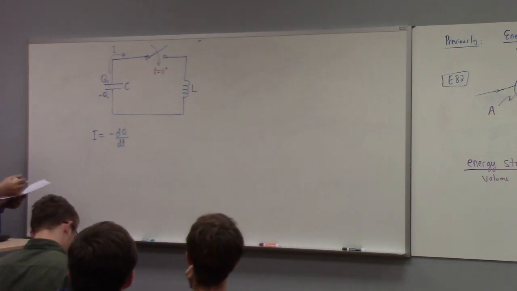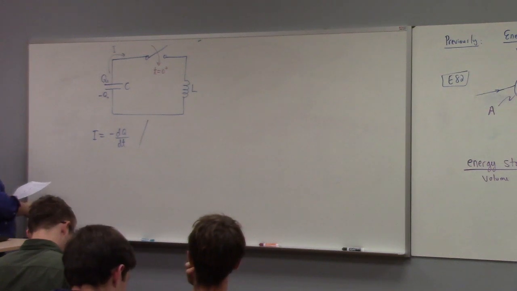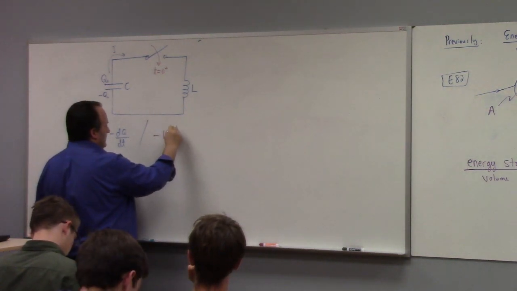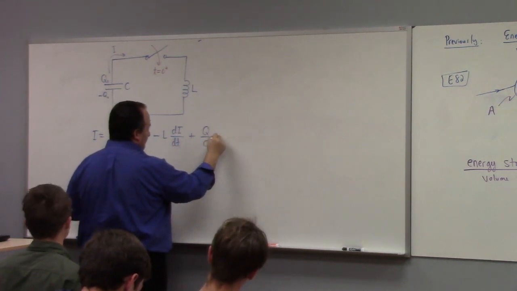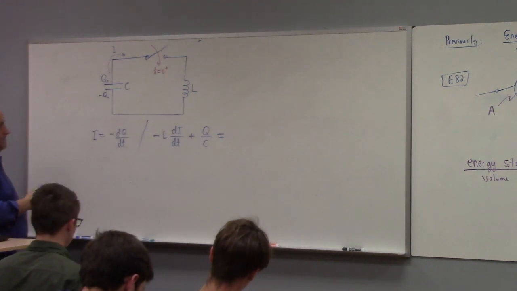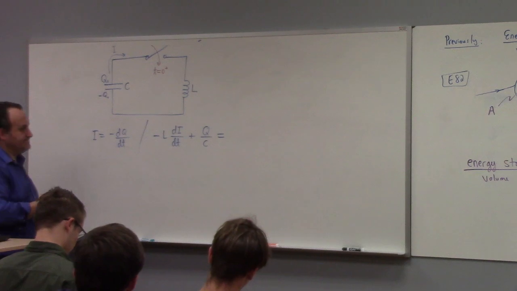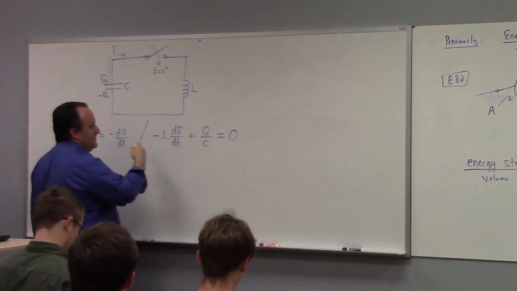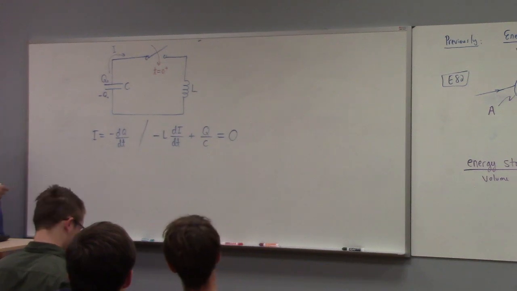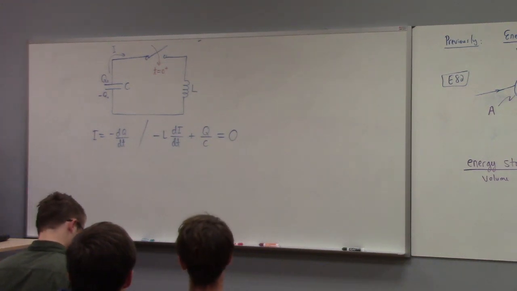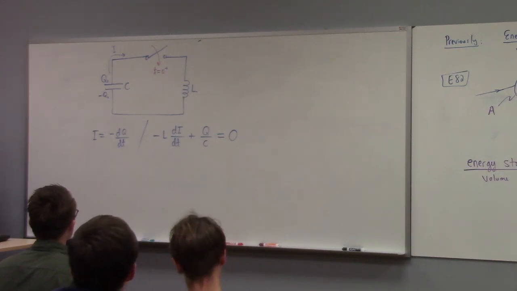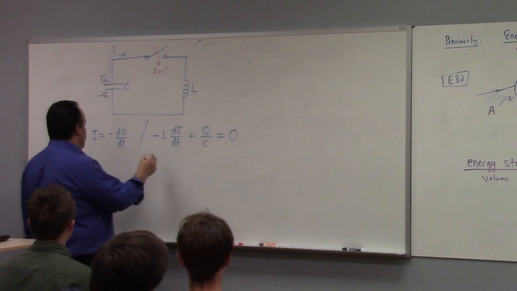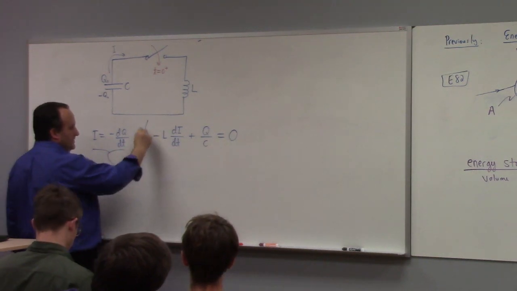And we also know what else? We also know that minus L dI/dt plus Q over C is equal to what? 0, right. You could also rewrite this as Q over C is equal to L dI/dt. That would not be incorrect. The voltage dropped on the inductor is equal to the voltage on the capacitor because they're in parallel here. Okay, great. So when we plug this equation into this one, what do we get?